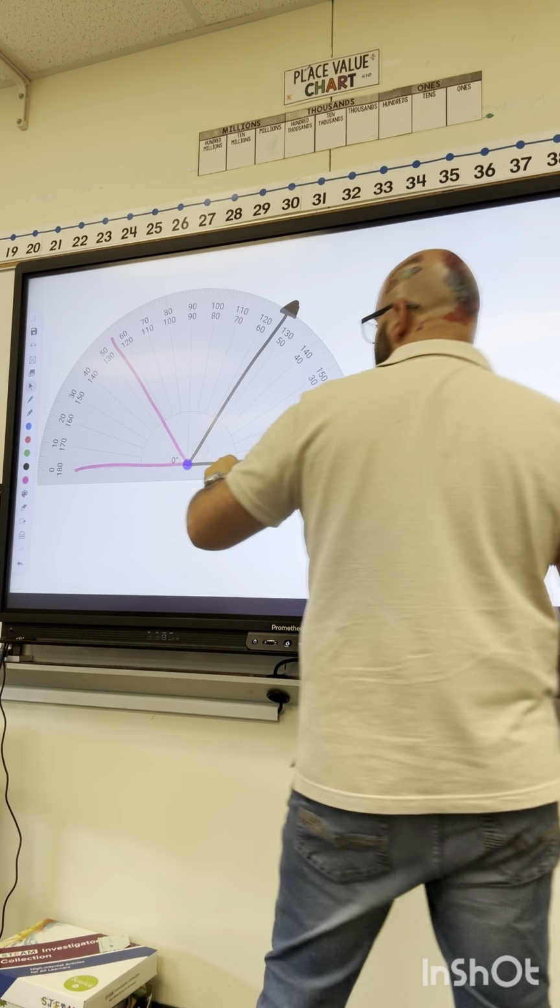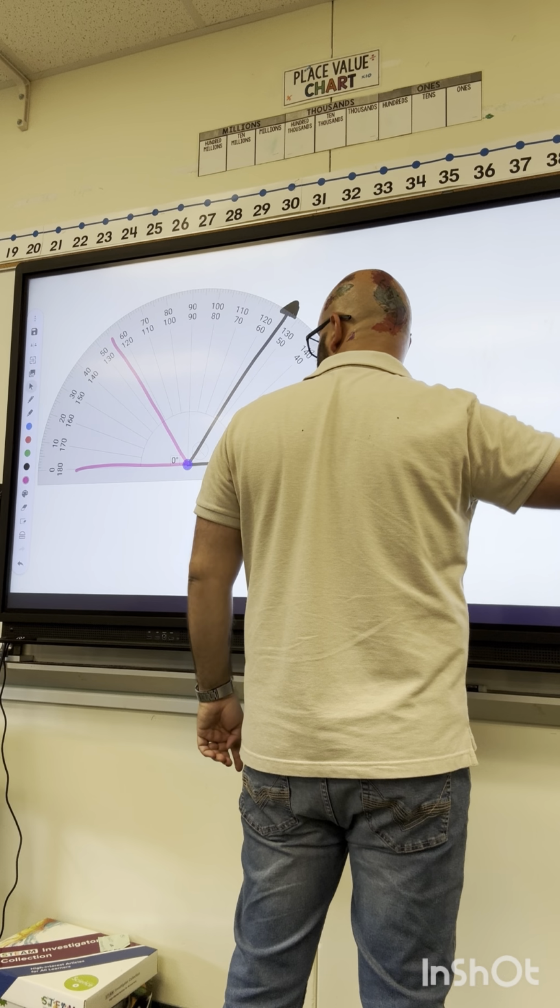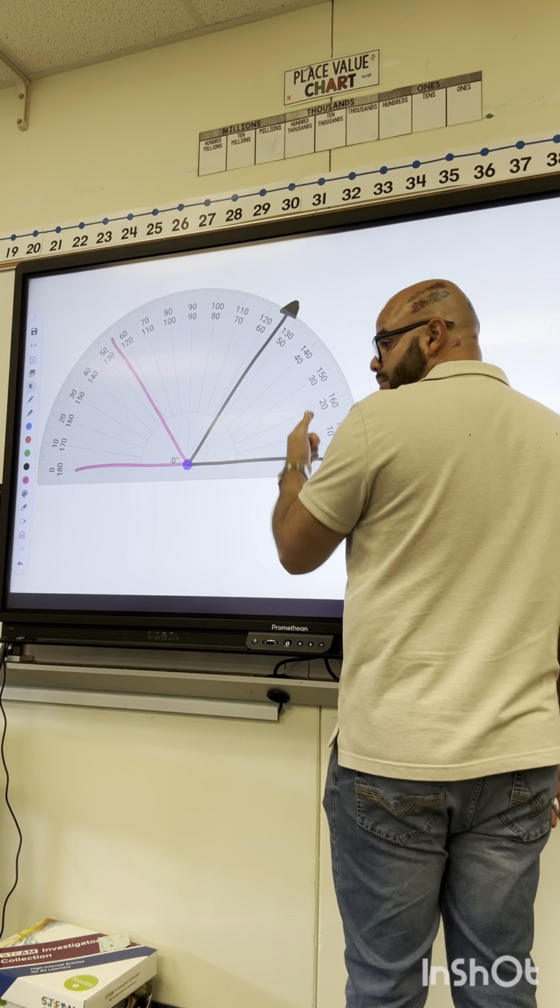Since it's in a cube. So my baseline is looking towards the right, right? Therefore, I'm gonna start counting from the right.